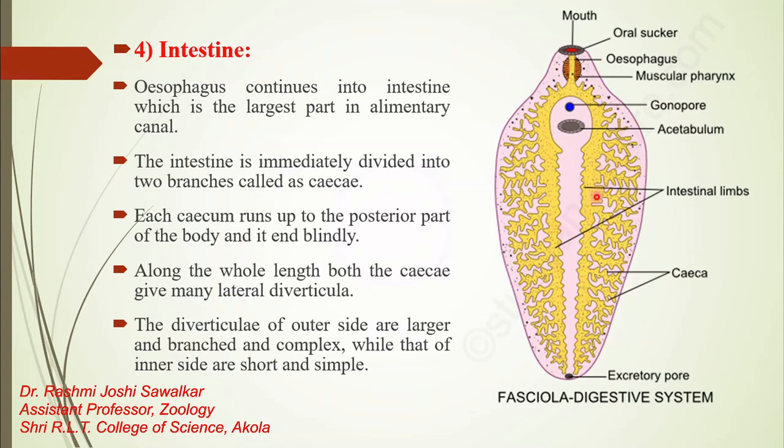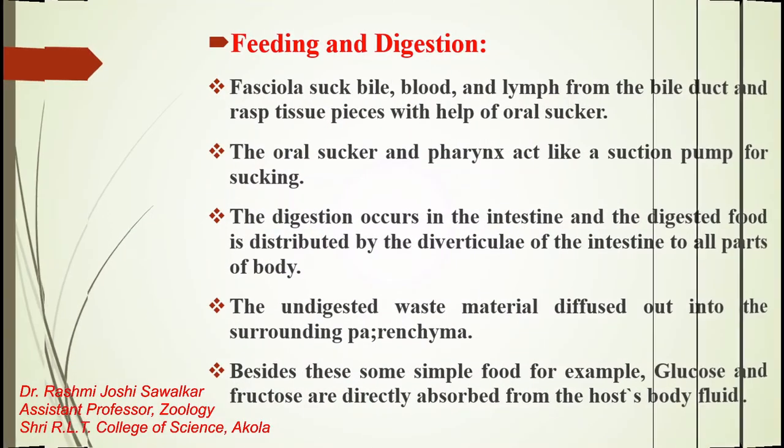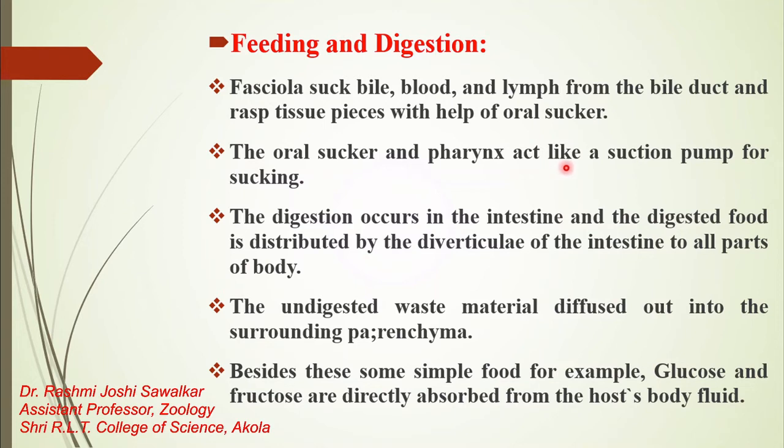These intestinal limbs get divided into branched structures which are called ceca or cecae. These cecae show finger-like projections to the lateral sides or body wall of Fasciola hepatica. These finger-like projections are called lateral diverticula. So here the oral sucker and pharynx act like a suction pump for sucking. The digestion occurs in the intestine.